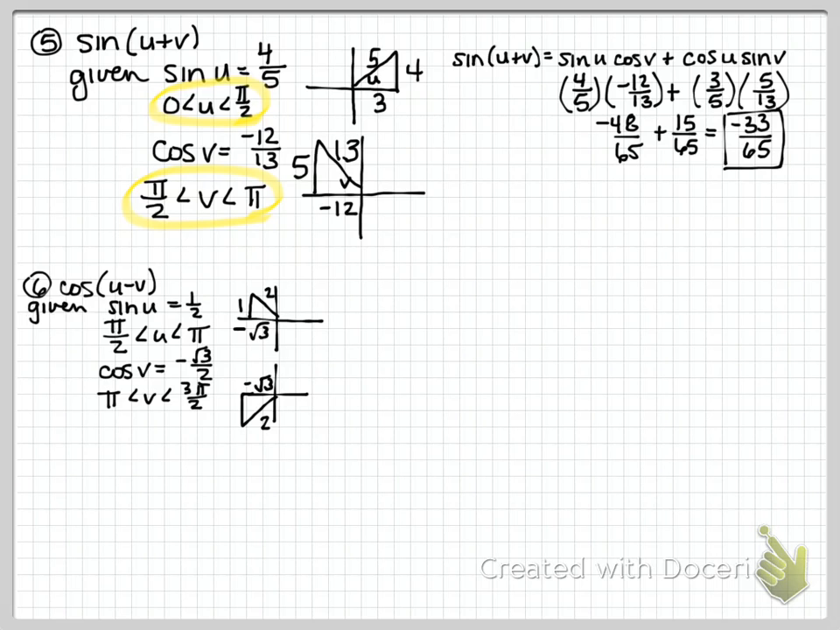Over 2. Well, that would leave this side as 1. Now let's apply our properties. So I'm doing the cosine of u minus v.